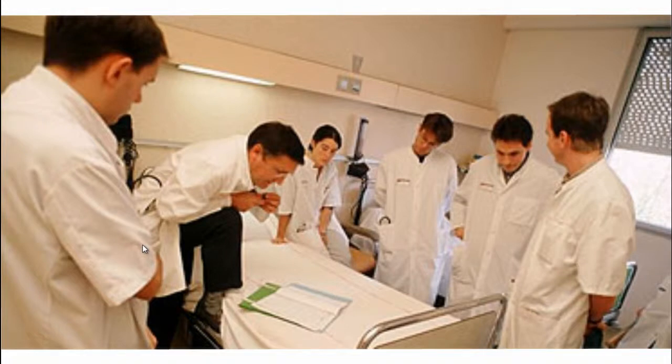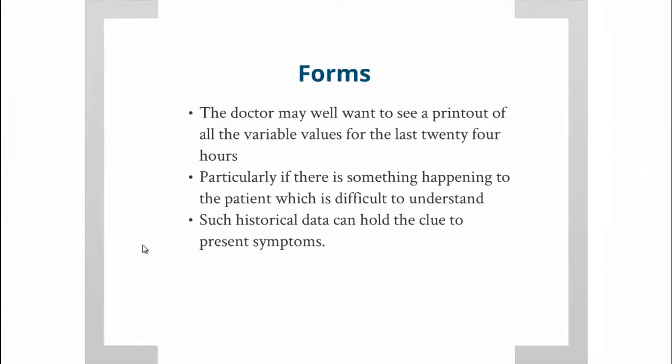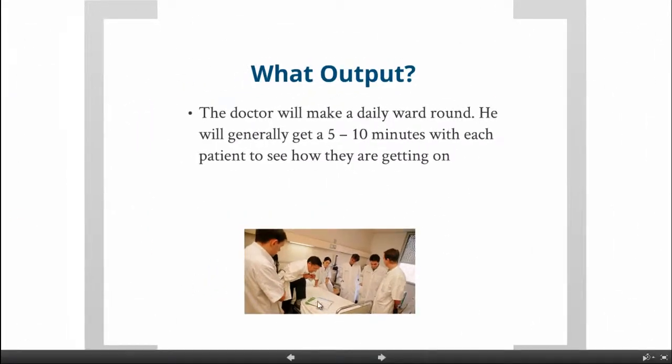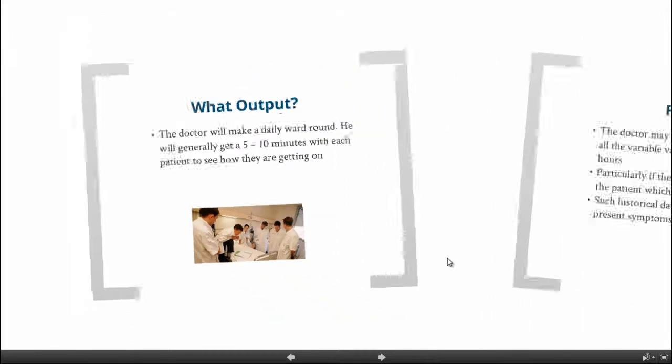And now we'll move on. The doctor may well want to see a printout of all the variable values for the last 24 hours, particularly if there's something happening to the patient which is difficult to understand. Historical data can hold a clue to present symptoms. So as we have seen here, he's looking at a report with all the variable data in the last 24 hours. So a printed report, a hard copy report showing all the information about that patient.